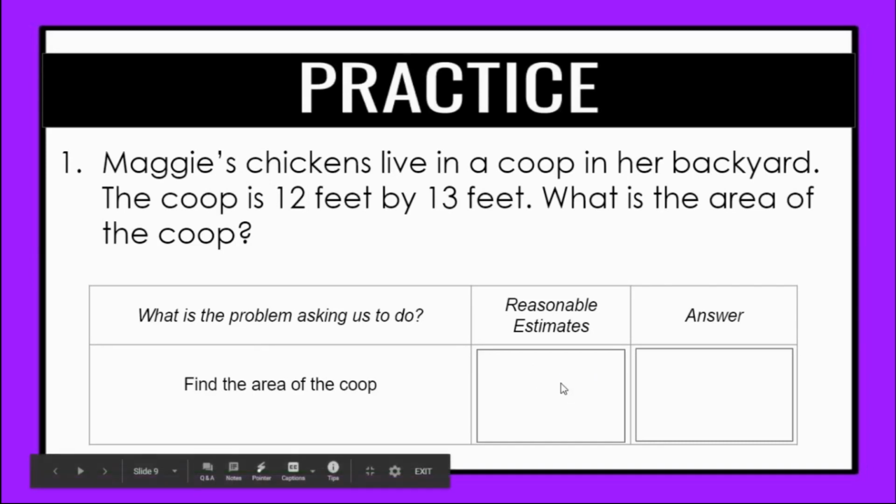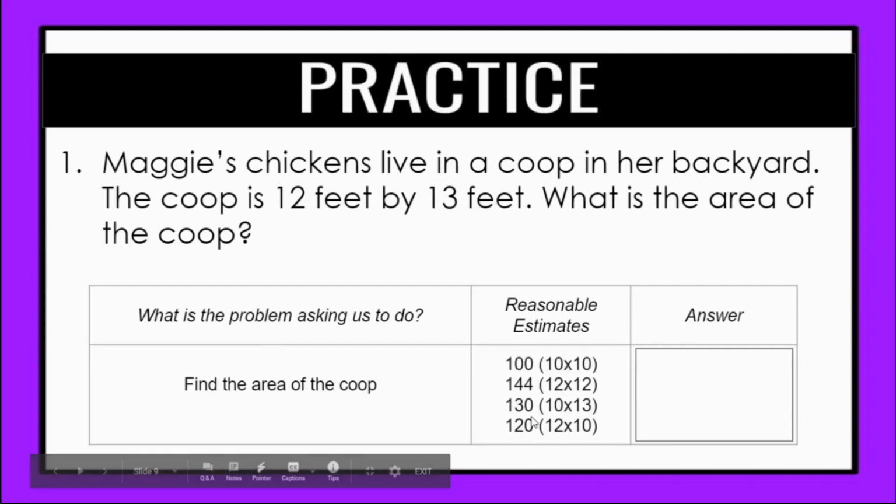Now let's talk about some ideas. So I came up with some different estimates here and why they might be reasonable. They are not the only answers. I just wanted to give some ideas. So did anyone estimate 100 square feet? If you did, that is very reasonable because 10 times 10 is kind of close to 12 times 13. They're both close to 10. Did anyone estimate 144?